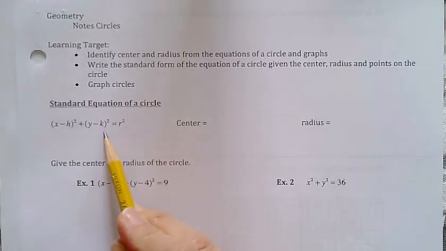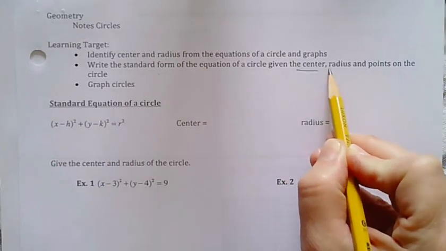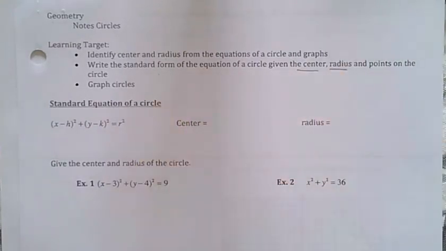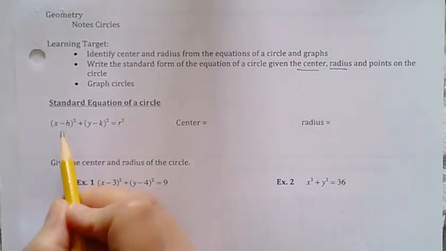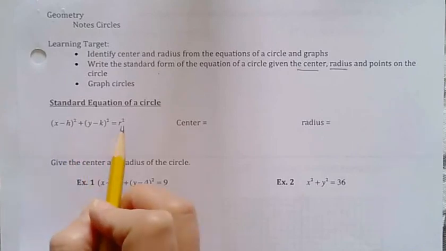This is the standard form, the standard equation for a circle. Center, radius, or if there are point or points on a circle. And of course, we are going to graph them. So here's your basic equation for a circle.